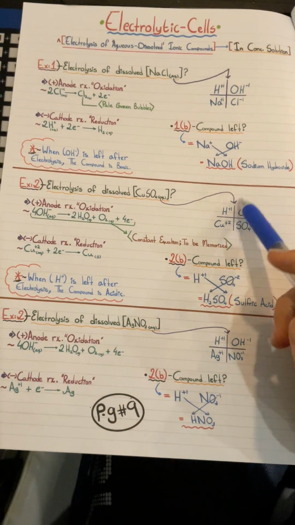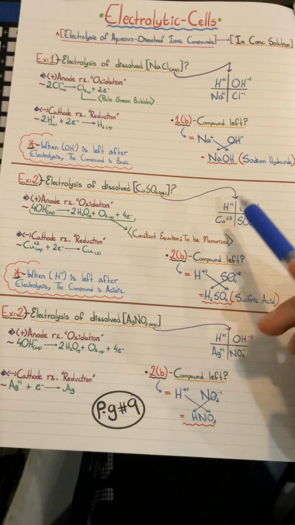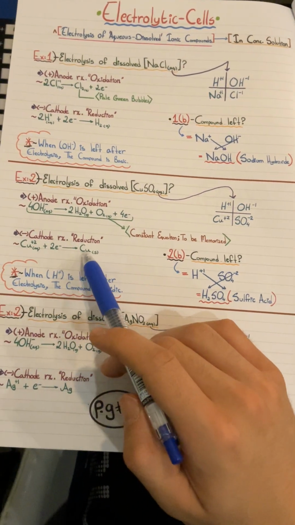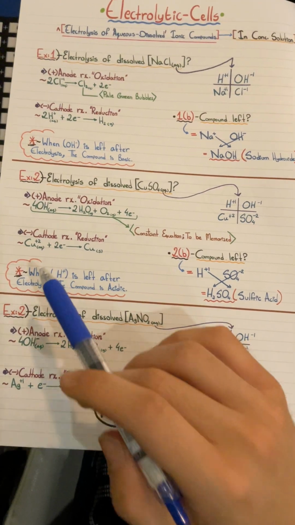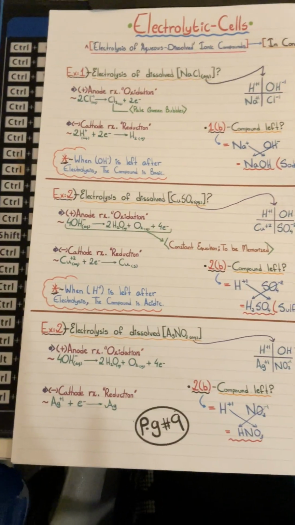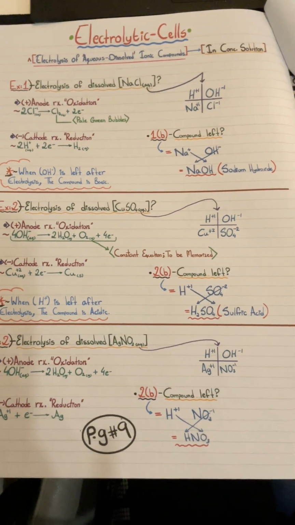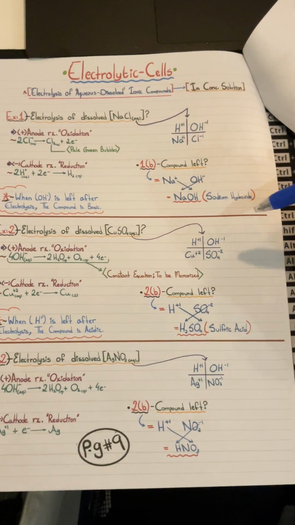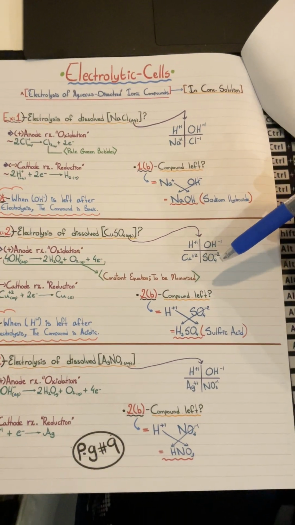Which of these is going to react first at the cathode? Which one is less reactive? Copper is less active than hydrogen, so copper will react first. How many electrons will it reduce? It will reduce 2 electrons because the charge is positive 2. What about hydroxide and sulfate? According to the anion speed tables in concentrated solution, hydroxide reacts first, then polyatomic ions.